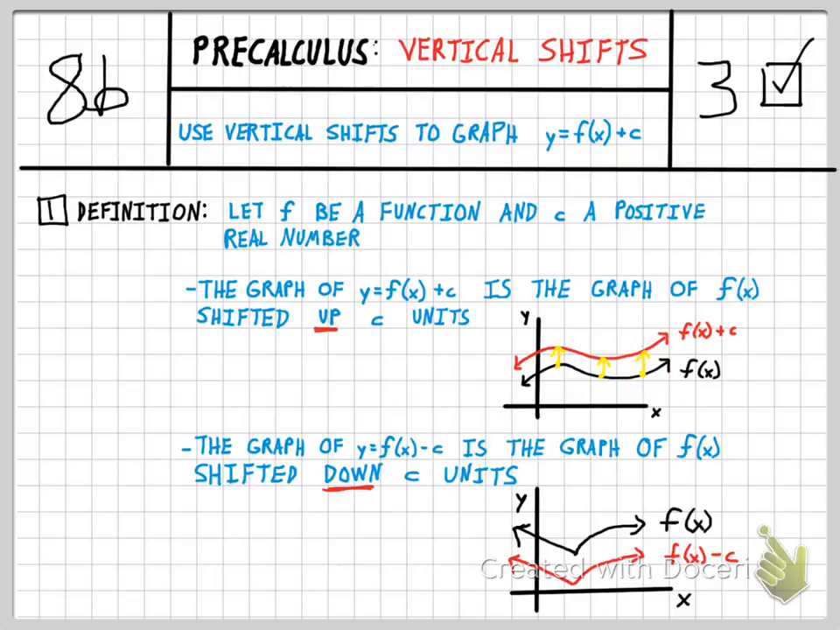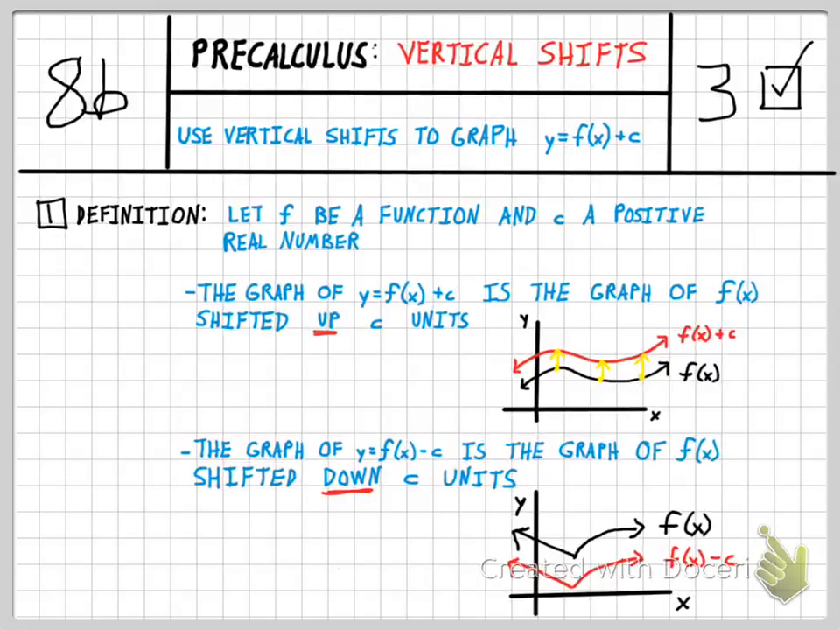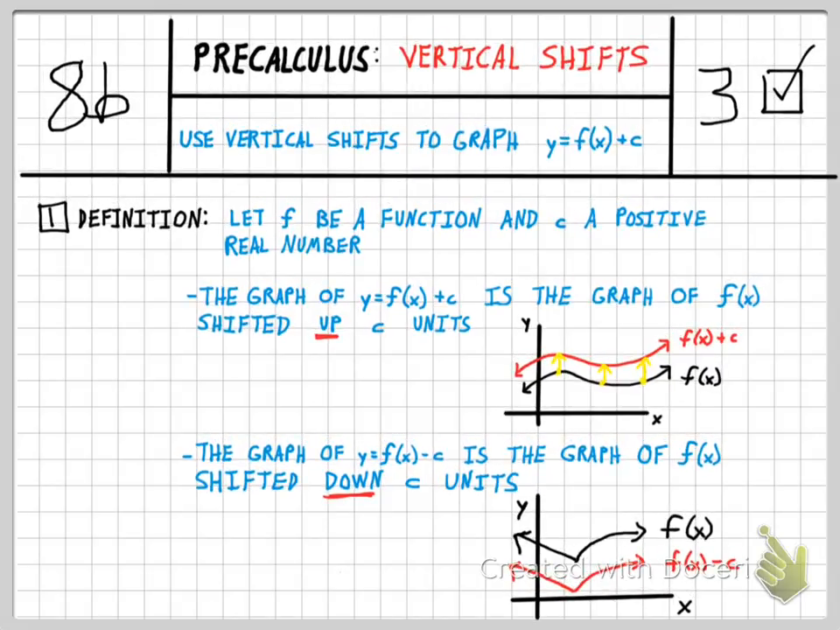And as you might imagine, if you do f of x minus c, you're going to see the exact same thing. You're going to have every single point on the graph of f be translated or shifted down by a magnitude of c units. All right? So adding or subtracting to a function, you're going to end up seeing a vertical shift.